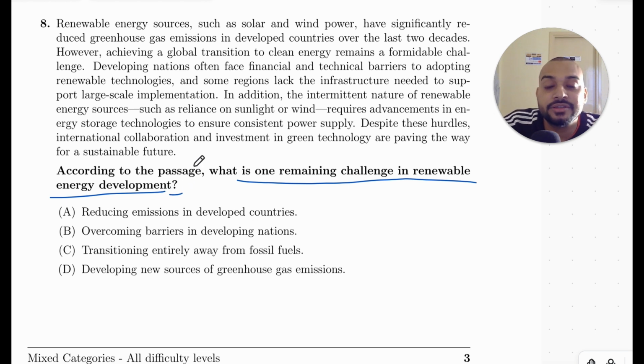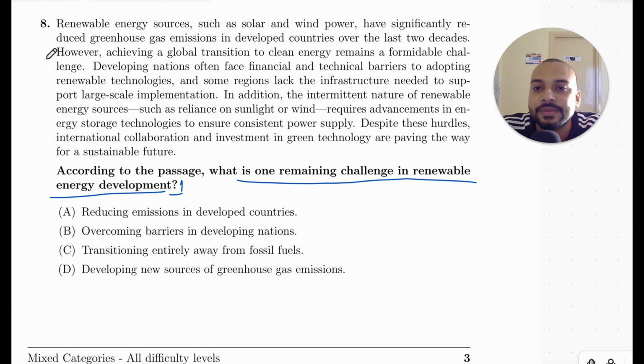So now we're going to read the passage not with the intention of drawing out all the important things that are mentioned in the passage, but just trying to find the answer to this one question. So we need to look for the only remaining challenge that is present, the only remaining challenge in renewable energy development that's hindering the way of renewable energy development. Okay, let's read. So quickly skim through. Keep looking for the answer to this question.